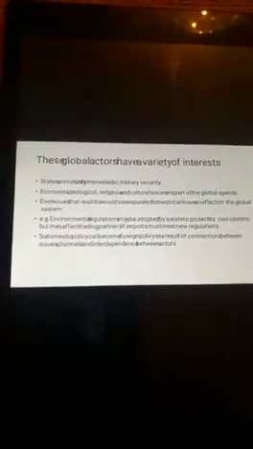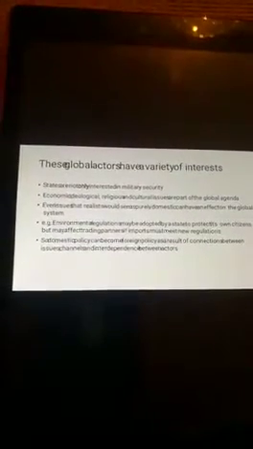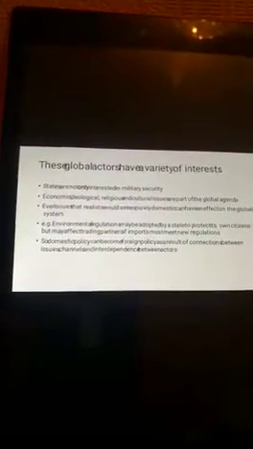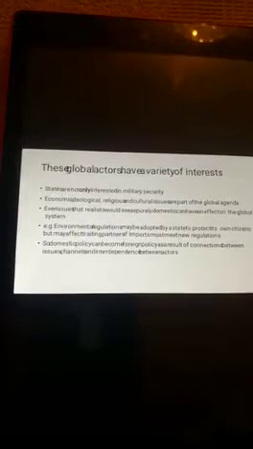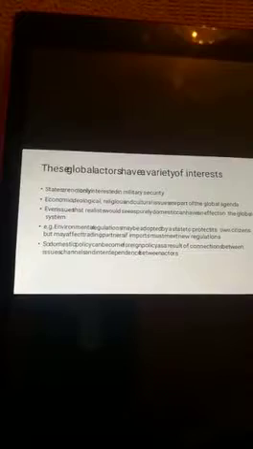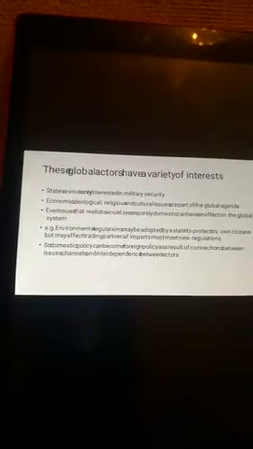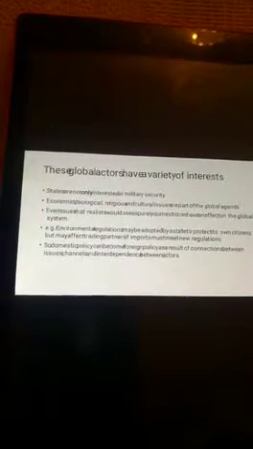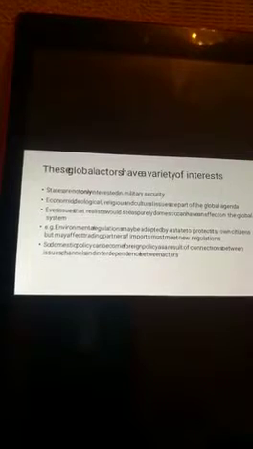These global actors have a variety of interests. States are not only interested in military security. Economic, ideological, religious, and cultural issues are part of the global agenda. Even issues that realists would see as purely domestic can have an effect on the global system.